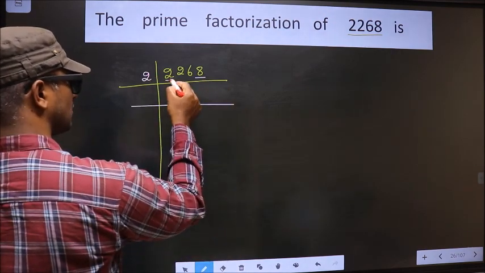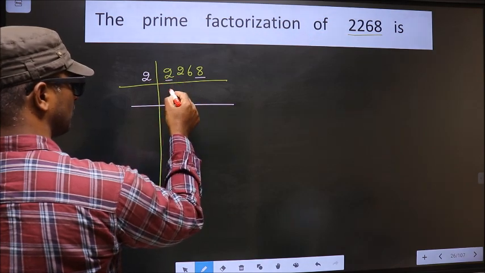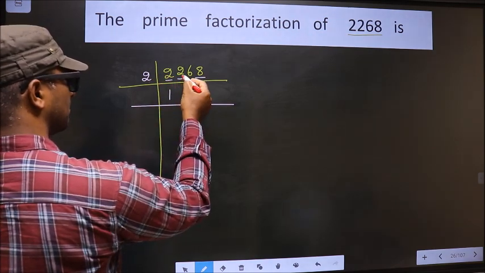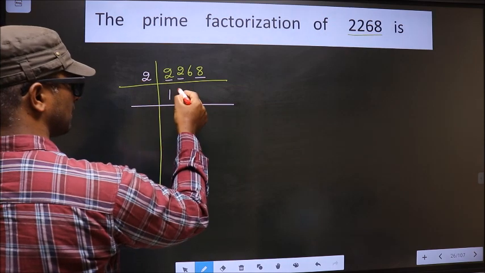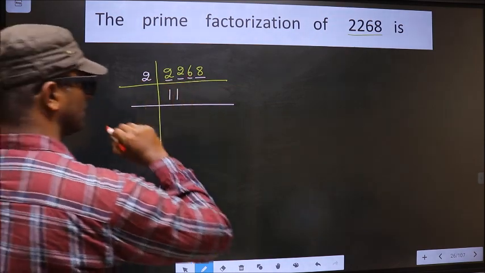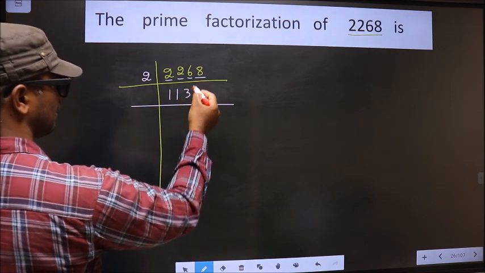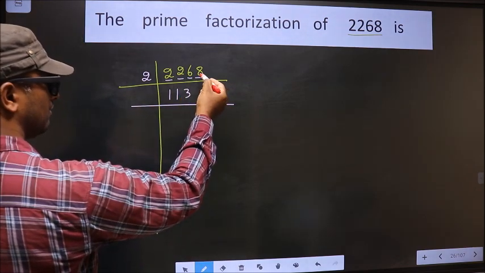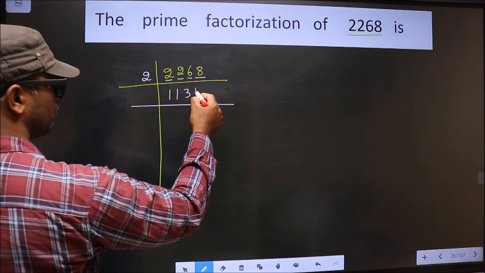The first number is 2. When do we get 2 in 2 table? 2 ones 2. The other number 2. When do we get 2 in 2 table? 2 ones 2. The other number 6. When do we get 6 in 2 table? 2 3 is 6. The other number 8. When do we get 8 in 2 table? 2 4 is 8.